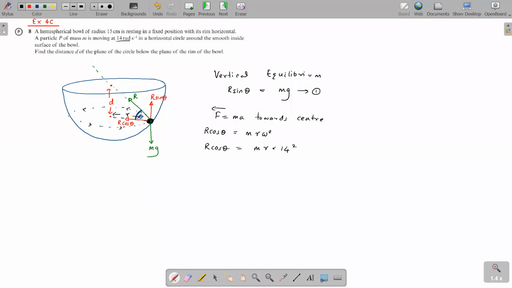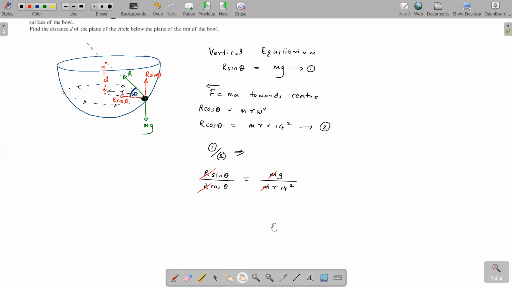All right. So after we come to this point, I think the best thing we could do here is actually divide the two equations. By dividing, we can get rid of the r, isn't it? So r sine theta over r cos theta equals mg divided by m r 14 square. You can see most of the variables cancel out. r goes away, m goes out. So these were unknowns, right? They cancel out. Sine theta over cos theta gives you tan theta, equals g over r times 14 square.